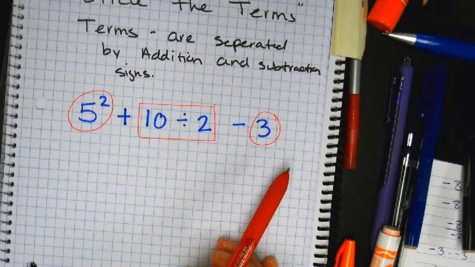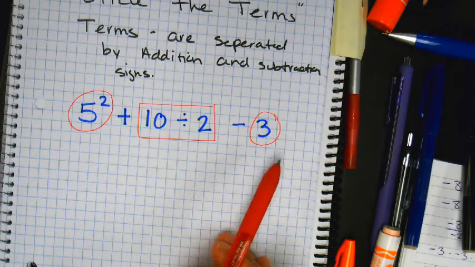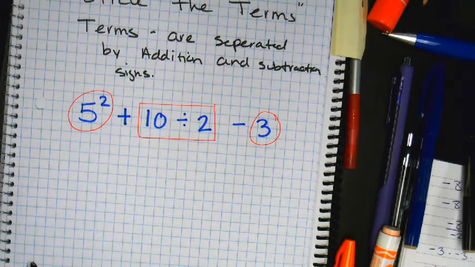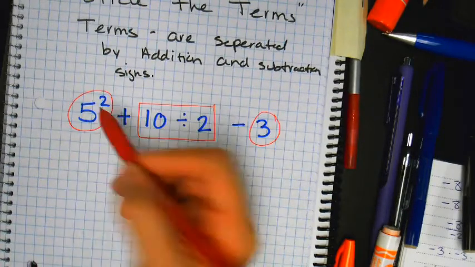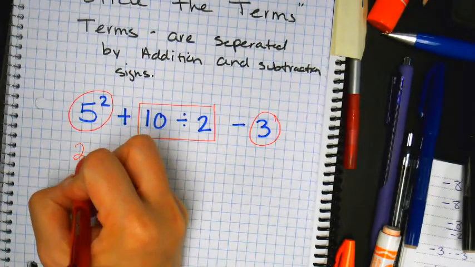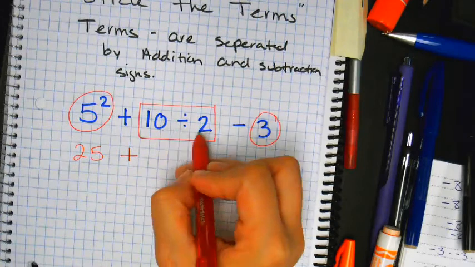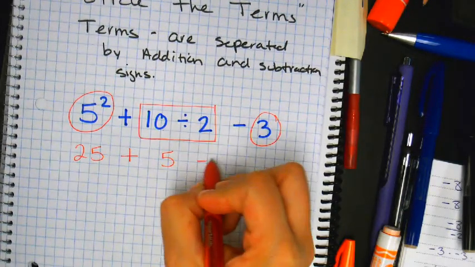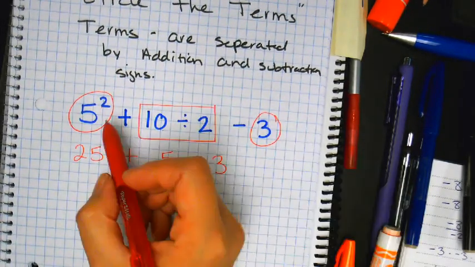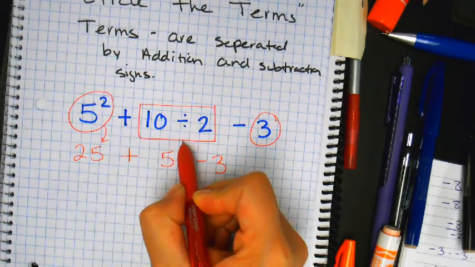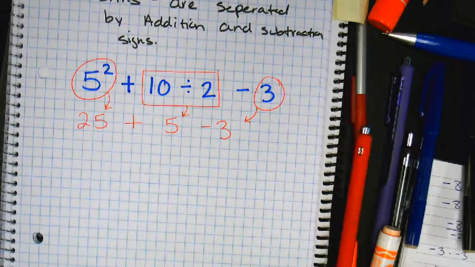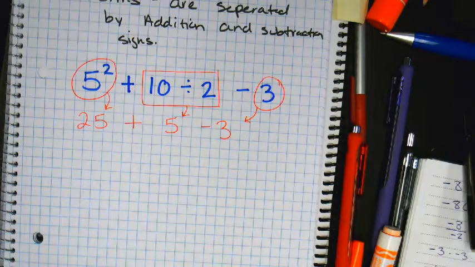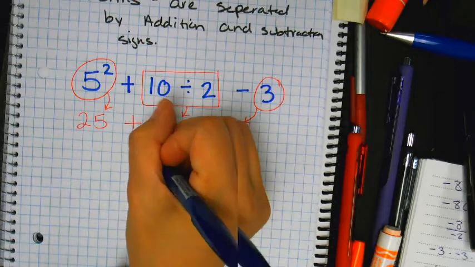In Algebra 1, the first question they'll ask you is, how many terms are there? You go, oh, there's 3 terms. For order of operations, it allows us to do 3 problems. So 5 squared is 25, plus 10 divided by 2 is 5, minus 3. We do the math here, bring it down. Do the math here, bring it down. And this one's just brought down. There's no math involved. And what's our final answer? 27.